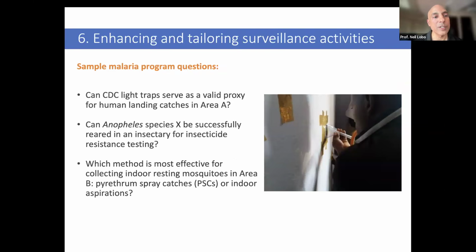And of course, here are questions that might be very random and might not fit under any of these categories. For example, let's say my country decides that HLCs, or human landing catches, are not appropriate or not ethical. Can CDC light traps capture the same amount of data, the same type of data? Is it a valid proxy, right? Or questions like, I want to do insecticide resistance tests and I need my primary vector in a lab colony, susceptible Anopheles, let's say arabiensis, in a lab colony.